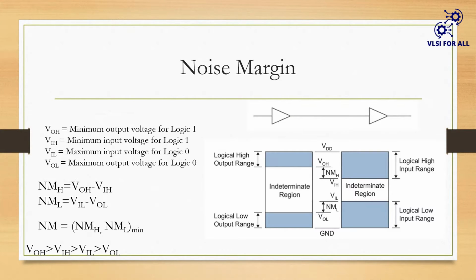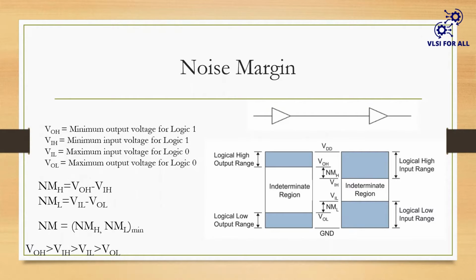Remember, being a 0, it must not be more than this VOL. That is a criterion. Similarly, VOH is the minimum value for logic 1. To be considered as logic 1, that value must be greater than or equal to VOH. Similarly, the right hand side buffer, the driven element, receives the signal as input, with a maximum and minimum.